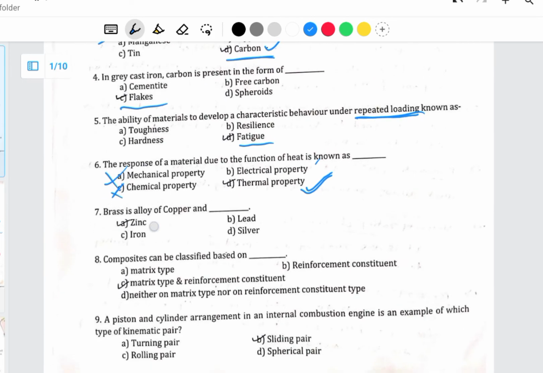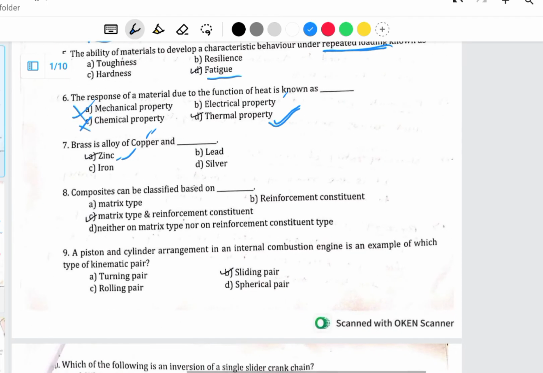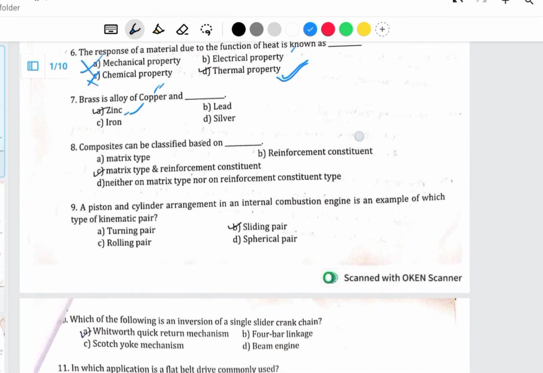Next, brass is an alloy of copper and zinc. Remember it, copper and zinc. The correct answer is copper and zinc. Okay, composite materials can be classified into the... So the correct answer is matrix and reinforcement constituent. Why is this the answer? Because a composite material is made up of two or more materials.